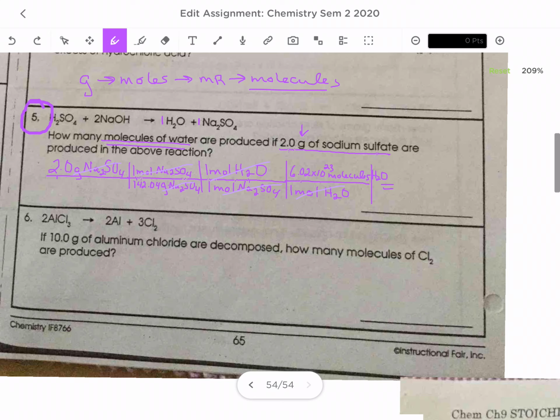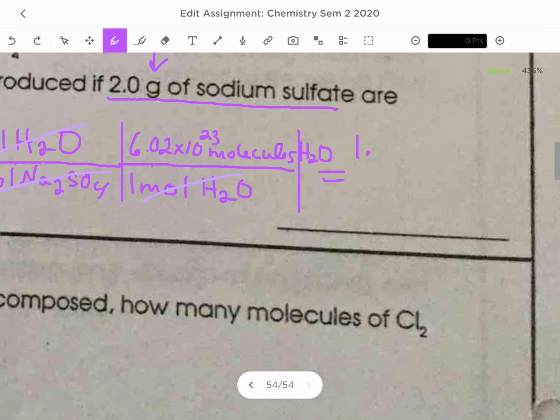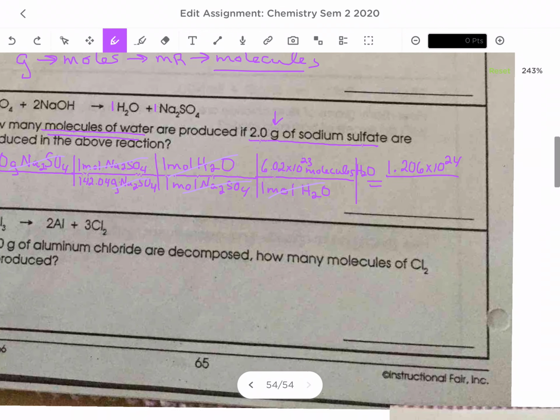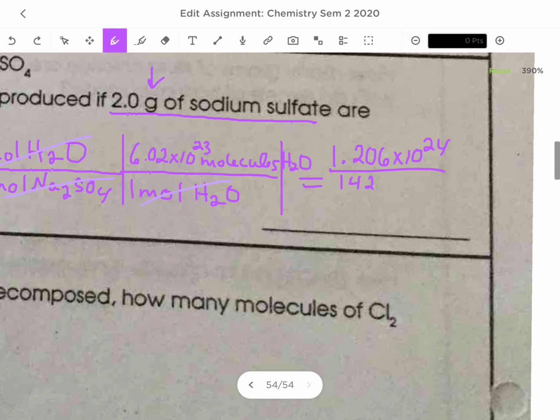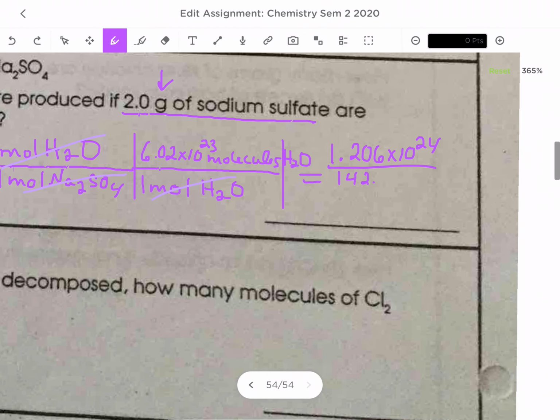Okay, so we're going to go 2.0 times 6.02 EE button 23 equals. Okay, that gives us 1.206 times 10 to the 24th divided by everything on the bottom, which is 142.04. Okay, divided by 142 equals, okay.